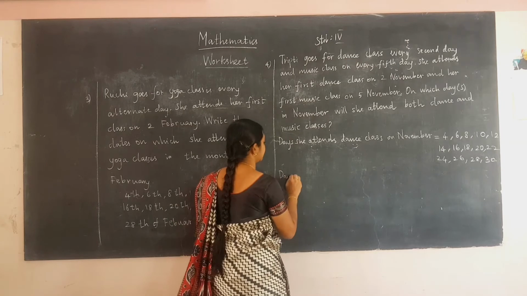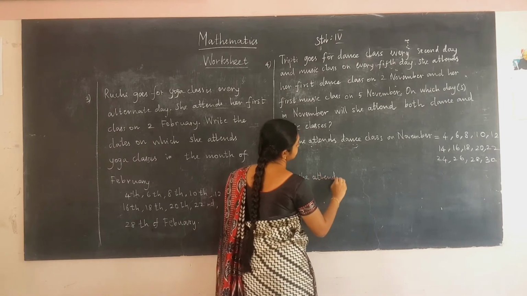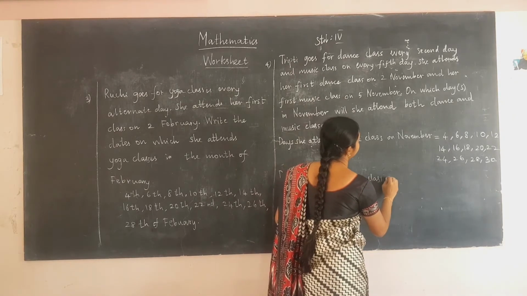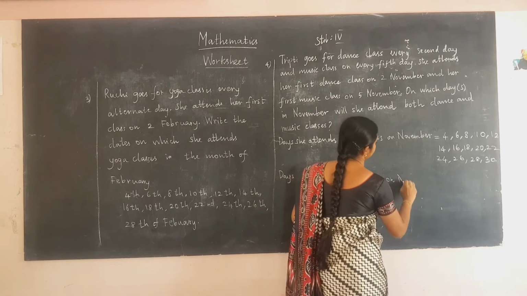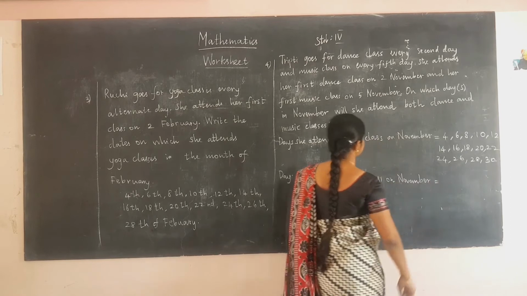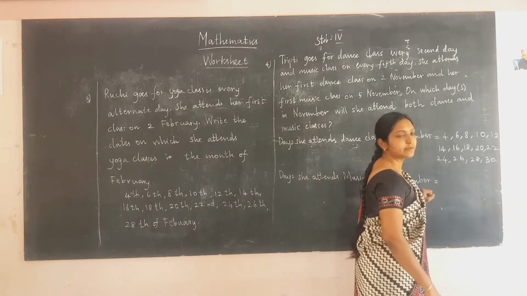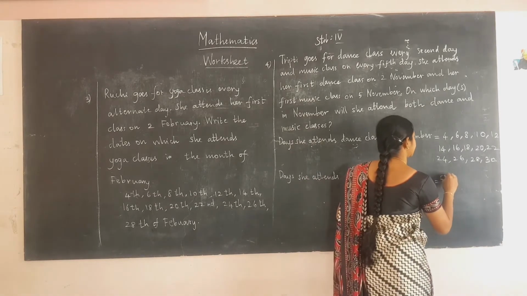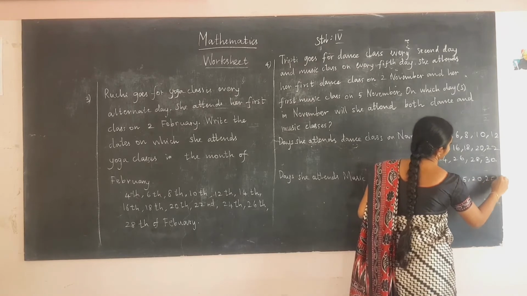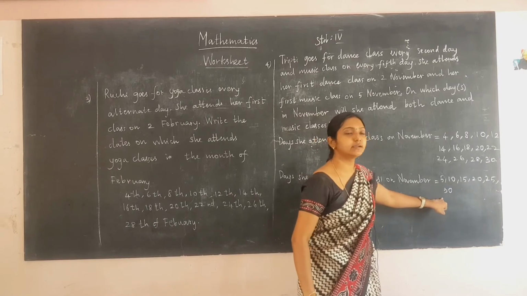Next we have to write days she attends music class on November. She attends music class on every 5th day. So it is nothing but multiples of 5. 5, 10, 15, 20, 25 and 30. We can stop here because November has only 30 days.